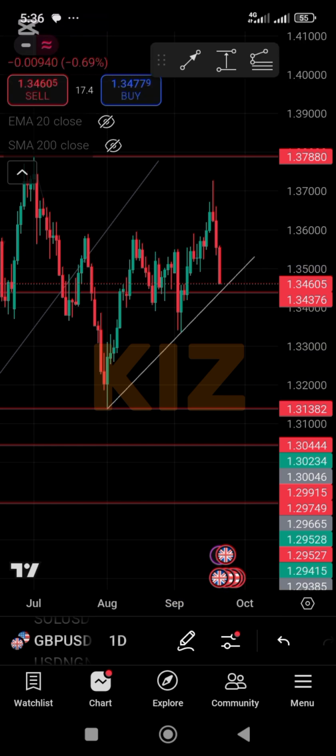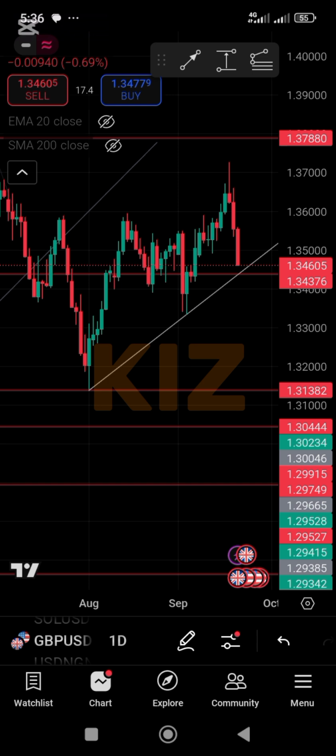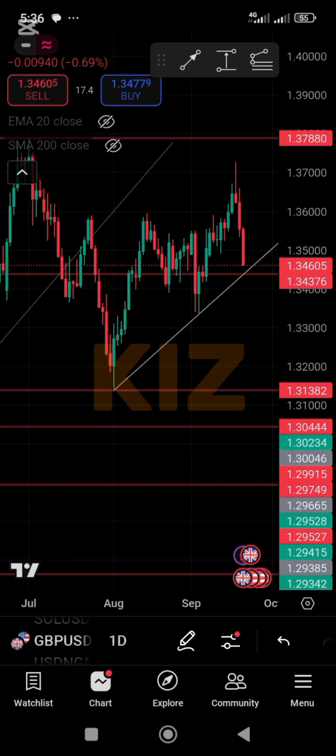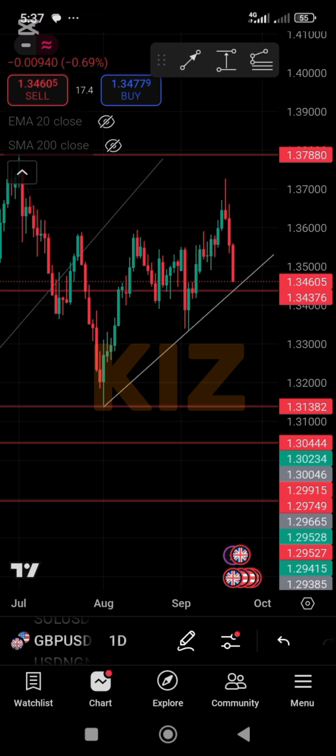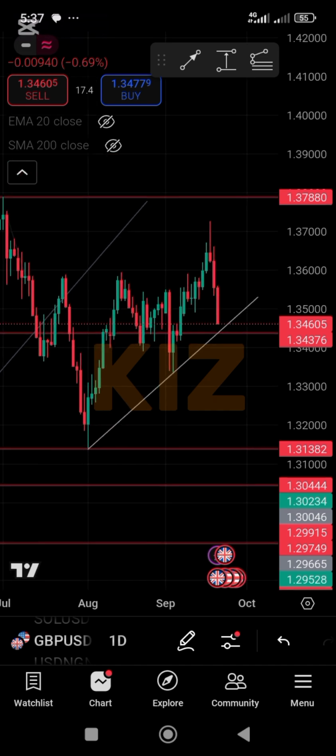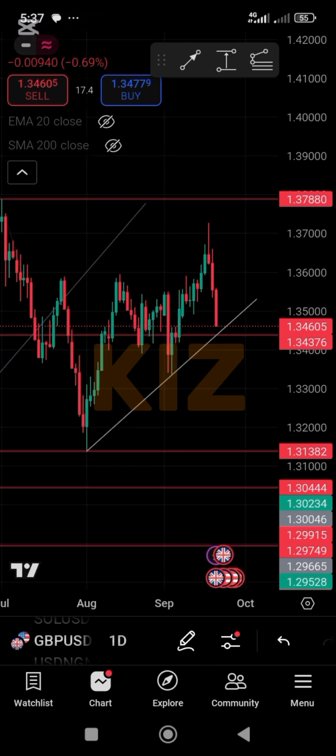So mine has to touch the wicks of the candles. You can see the price was coming and touched the support line, then bounced back up, then came back to touch the trend line, then went up again. So this is a GBP/USD chart, a daily time frame. I'm predicting that when the market opens on Monday, the price is going to touch this support on this trend line before bouncing back. My prediction is that the price is going to go up.